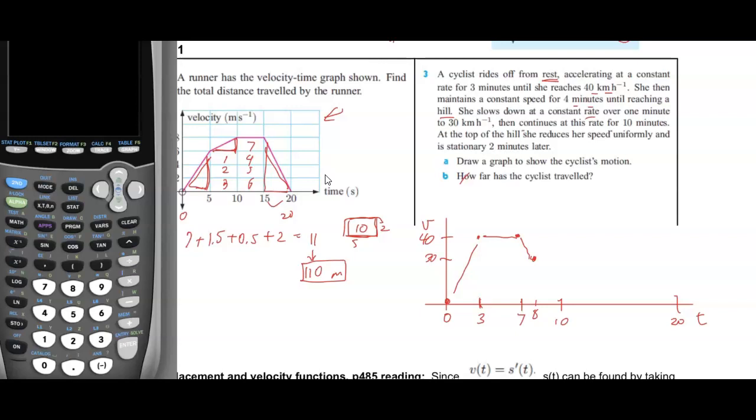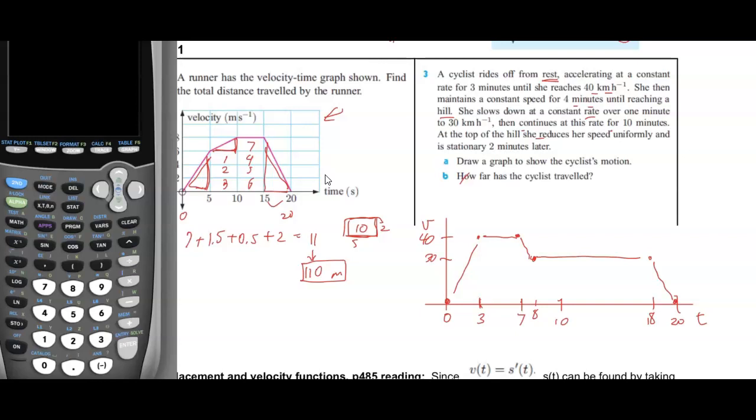Then she continues at this rate for 10 minutes. Okay, so 10 minutes would be up to 18. Same speed, 30 kilometers an hour for 10 minutes. And at the top of the hill, she reduces her speed uniformly and is stationary 2 minutes later. So for 2 minutes, she slows down and stops. Okay, so there's a graph.